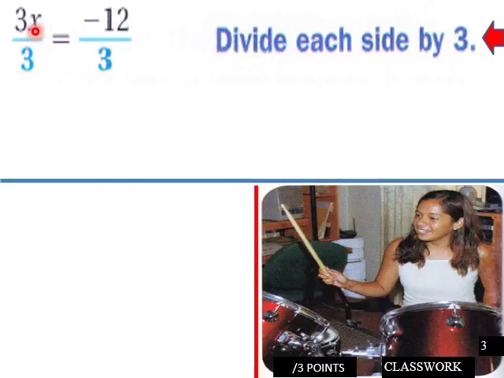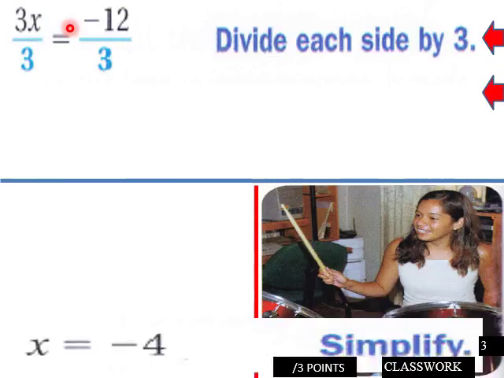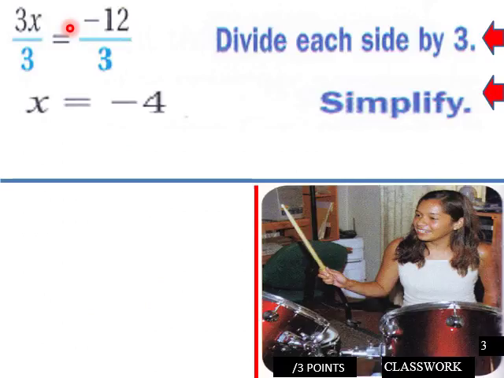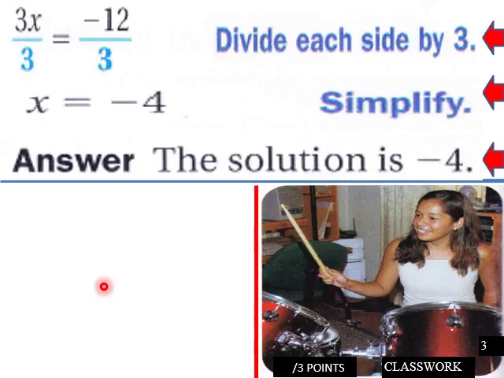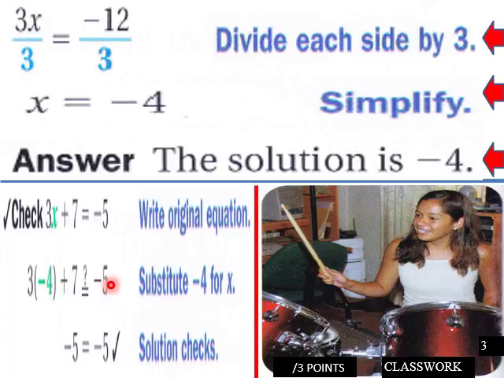Divide each side. We have to isolate our variable there, so we're going to divide both sides by 3. And then we get x equals negative 4. And then we need to check it, remember? Answer, the solution is negative 4. Here is your check right here. Write original, plug in, and see if it comes out. It does check. So you should always check your solutions.